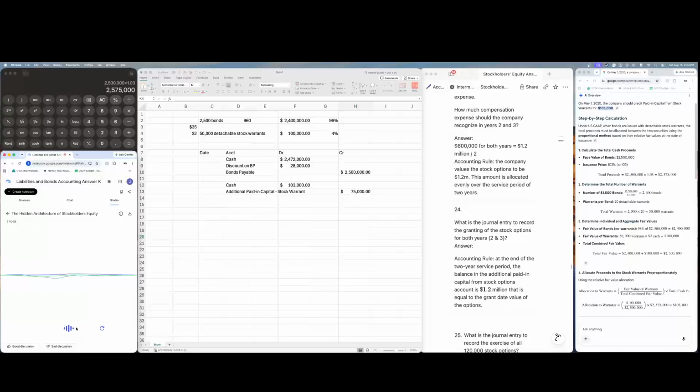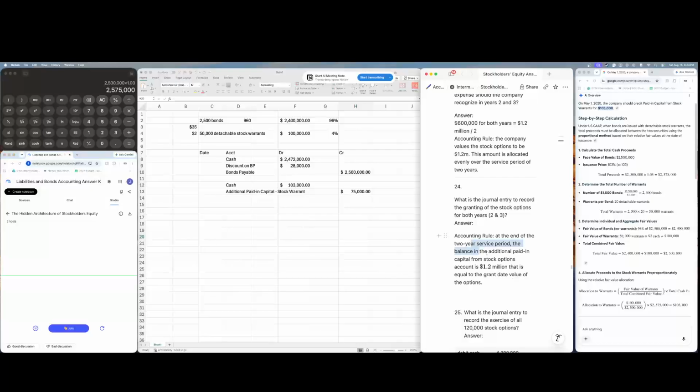So, how would you write a journal entry to record the granting of those stock options for both years? I think you mean a journal entry for the grant of those options. Exactly. And it's actually a two-part process as the service is performed.